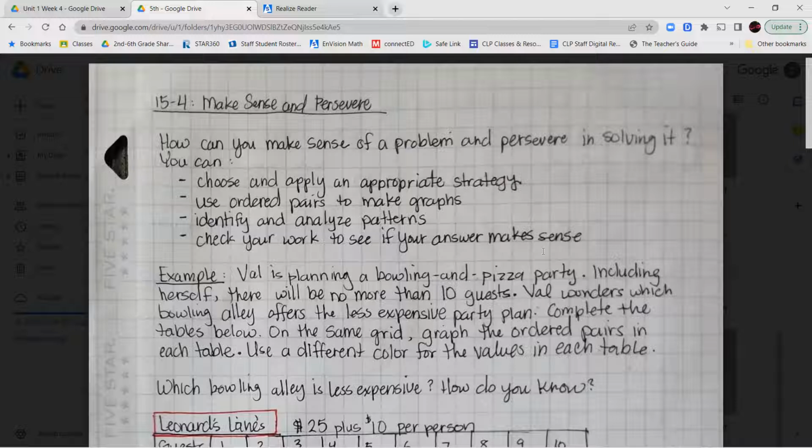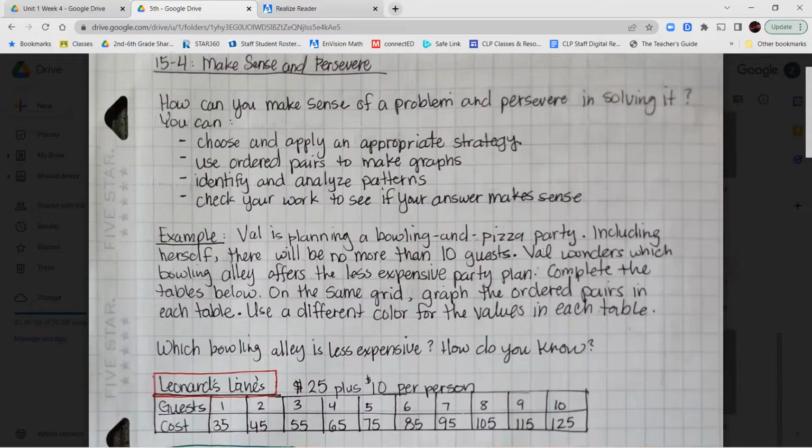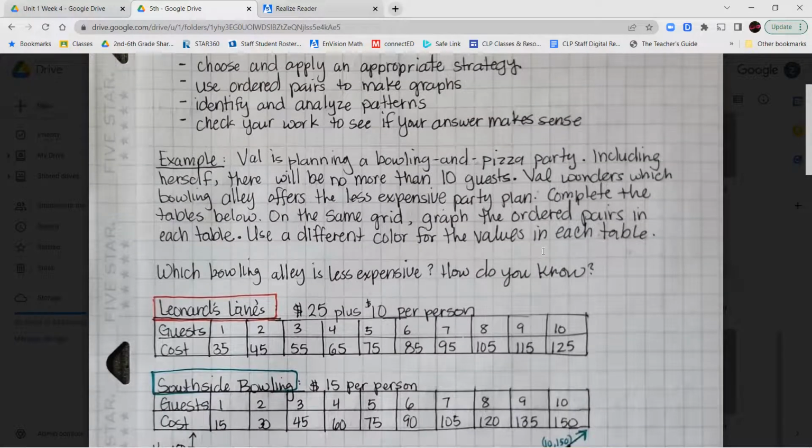Our first example here says Val is planning a bowling and pizza party. Including herself, there will be no more than 10 guests. Val wonders which bowling alley offers the less expensive party plan. Complete the table below, and then on the same grid, graph the ordered pairs in each table. Use a different color for each of the values. Which bowling alley is less expensive and how do you know?